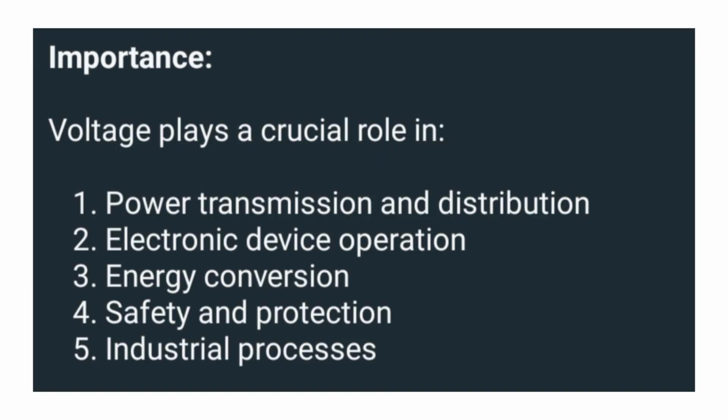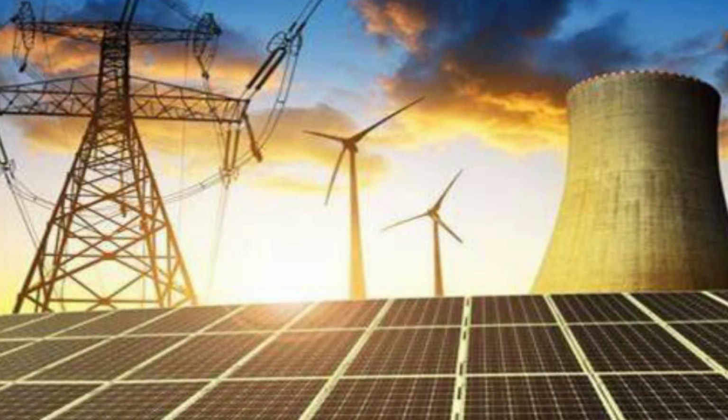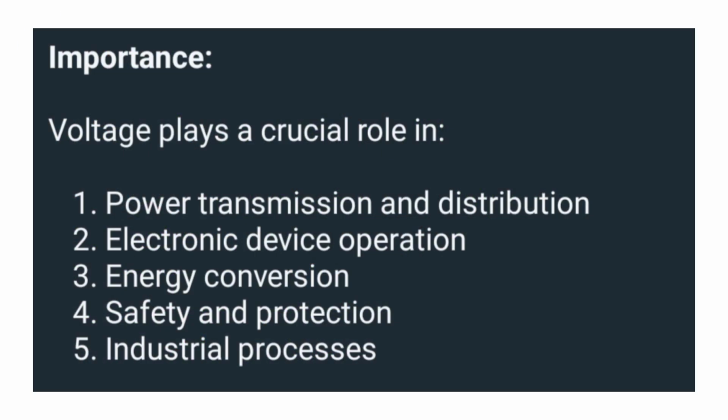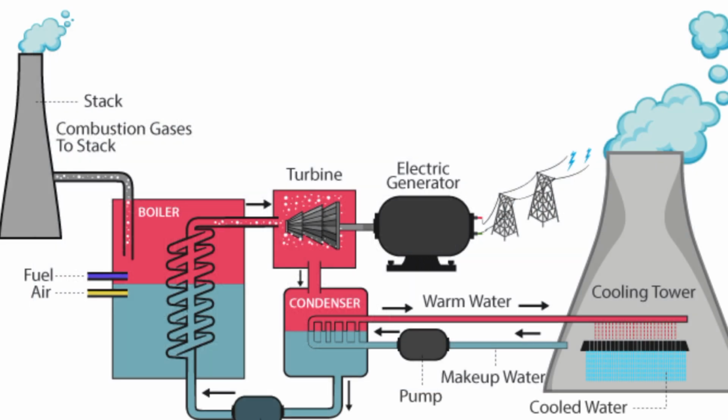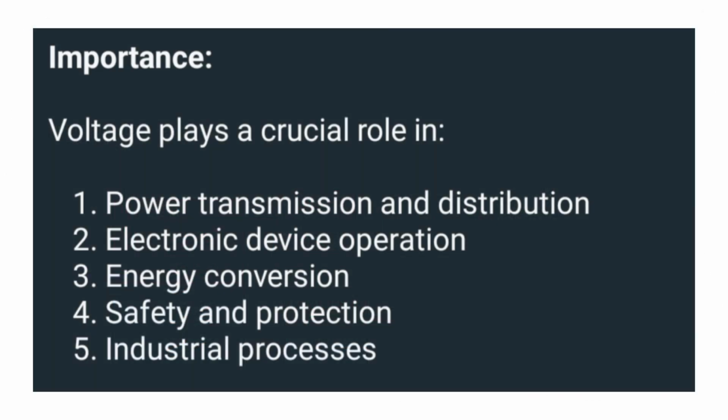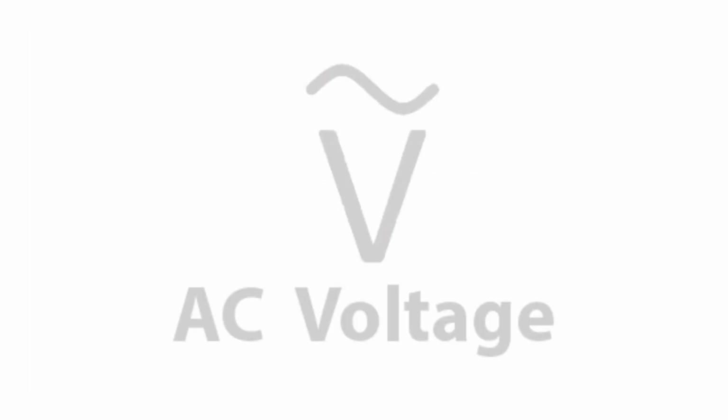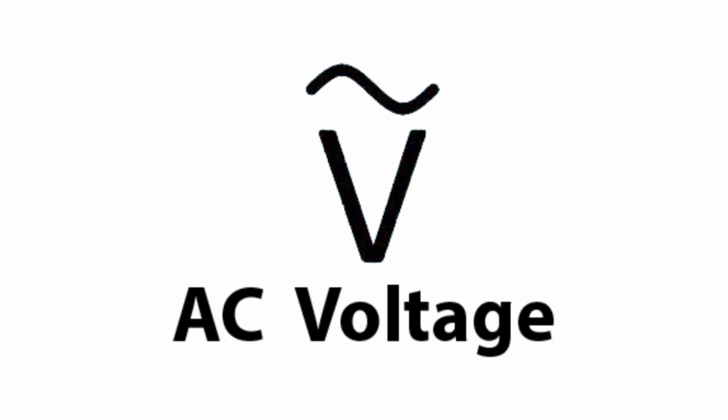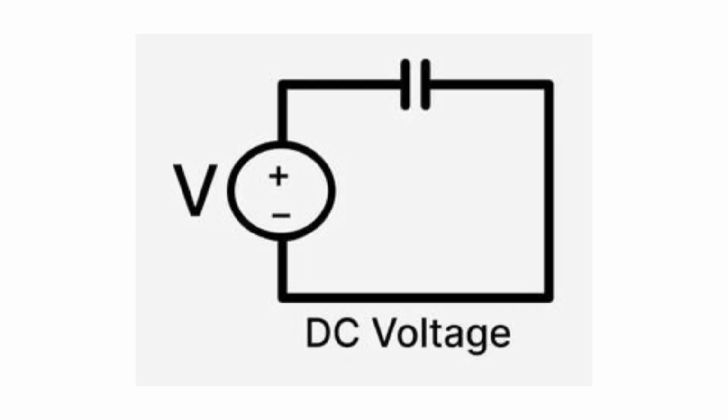So overall, voltage is very necessary for power transmission and distribution, in electronic device operation, in energy conversion and so on. So in this way we can use voltage. Basically, there are two types of voltages considered. The first one is AC, that is alternating current voltage, and the second one is DC voltage. Okay, so these are the types of voltage.